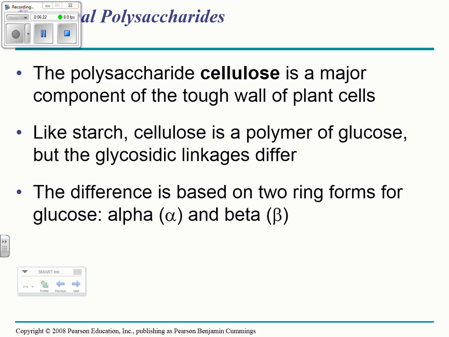Here's cellulose. Cellulose is a major component of the tough wall of plant cells. So once again, that's celery, that stringy stuff you see in there. It can be very supportive, and it's very long. Now there's a subtle thing here. There are alpha and beta rings, and that's pretty common, not just in carbohydrates. I'll show you, they're just built slightly differently.